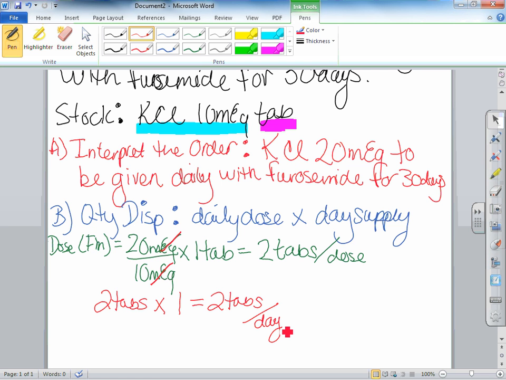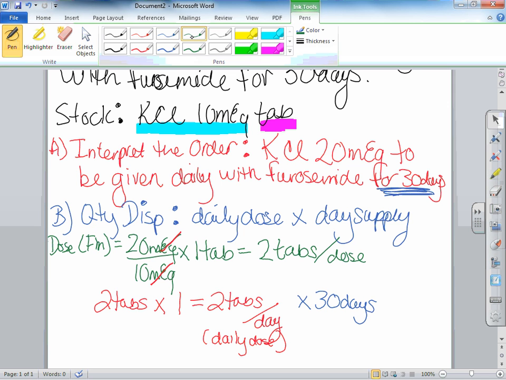Now, you've calculated the daily dose. What I've calculated here is the daily dose. So now I'm going to multiply that daily dose by the day supply. The day supply is how long the prescription will last, which is for 30 days. So I'm going to multiply that by 30 days.